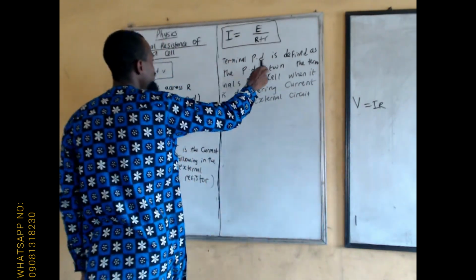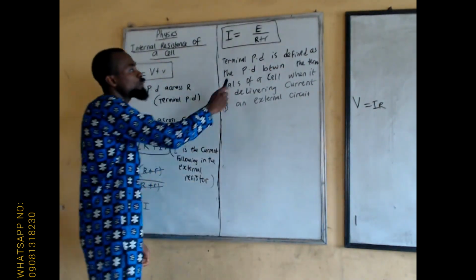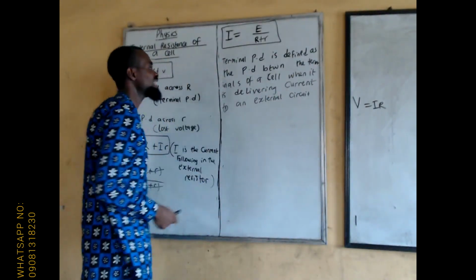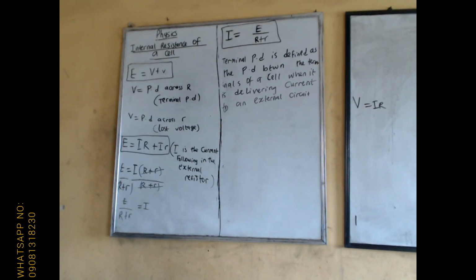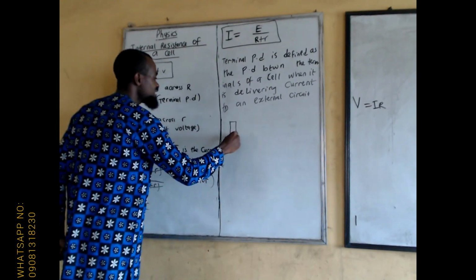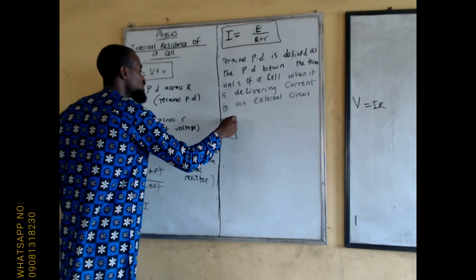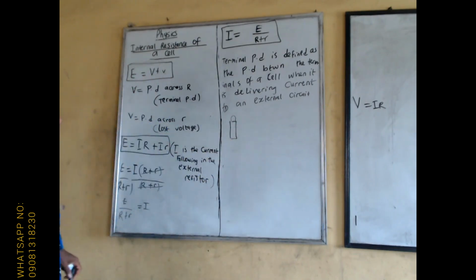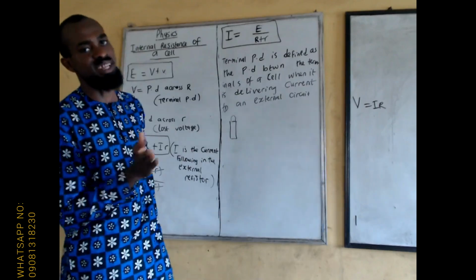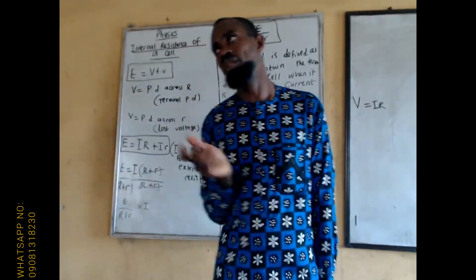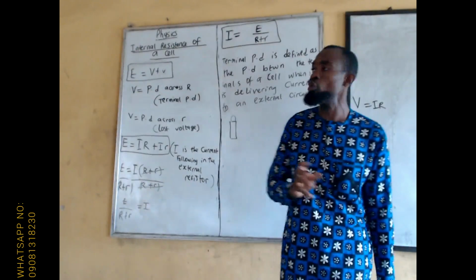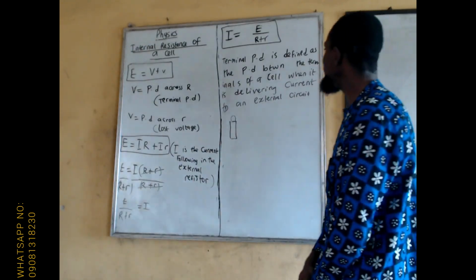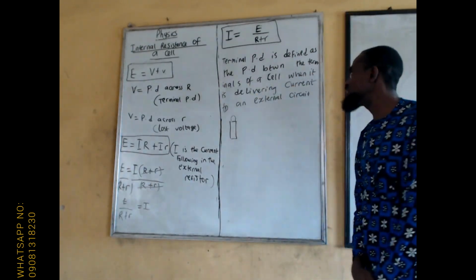So terminal potential difference is defined as the potential difference between the terminals of a cell when it is delivering current to an external circuit. So you are just paying attention to only the potential difference in the external circuit. You are not concerned about the potential difference across small r.